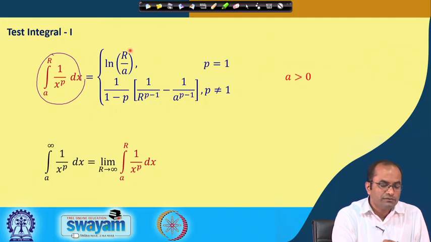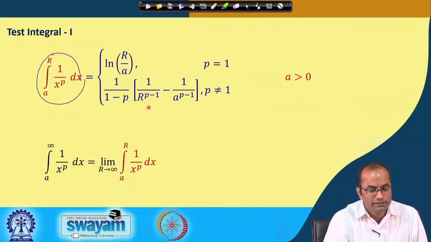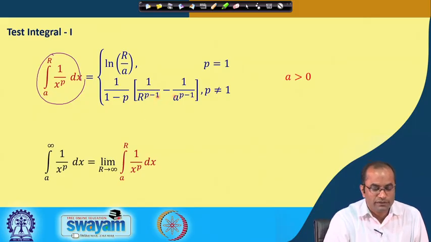So, if r tends to infinity, this will again become ln infinity. So, for p equal to 1, again we will get infinity, and in this case also when p is, for example, greater than 1.